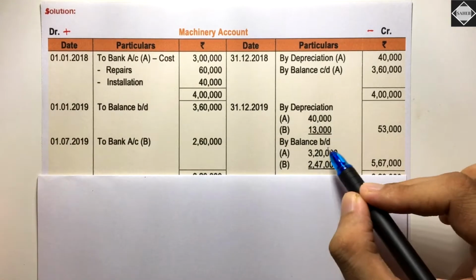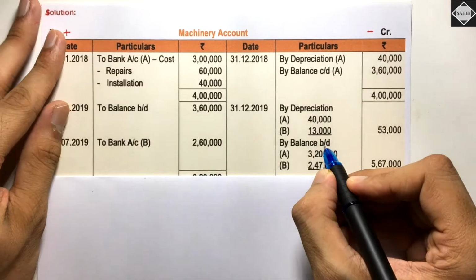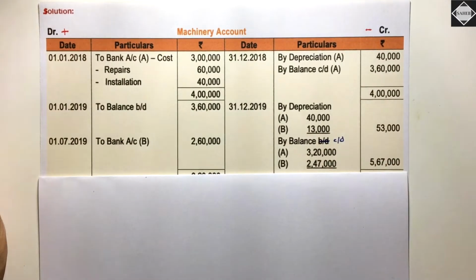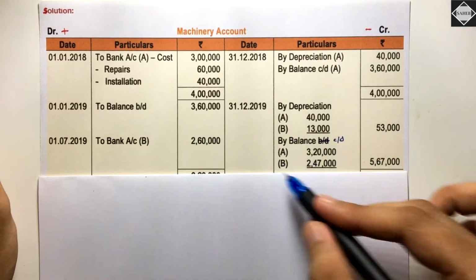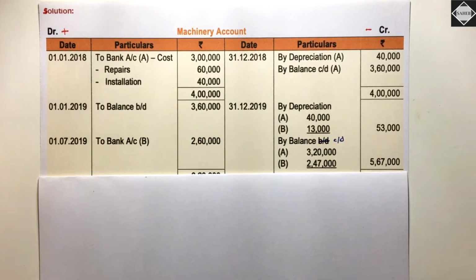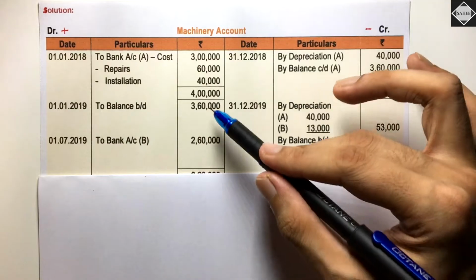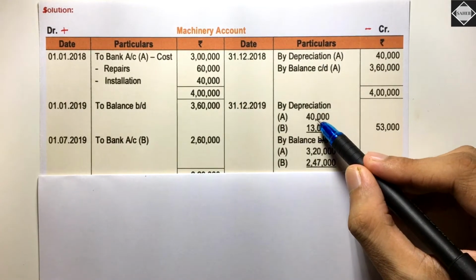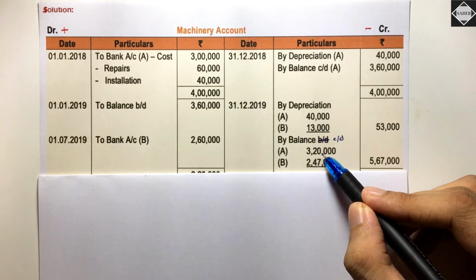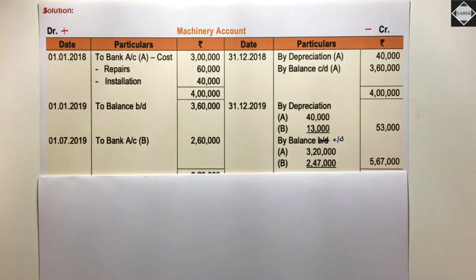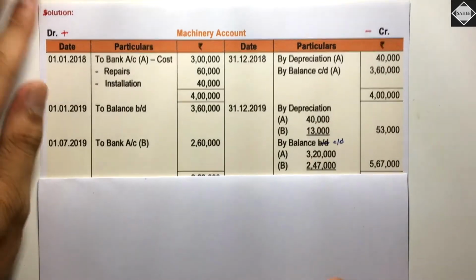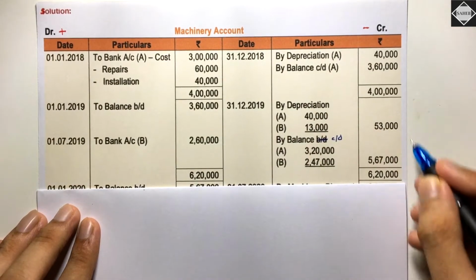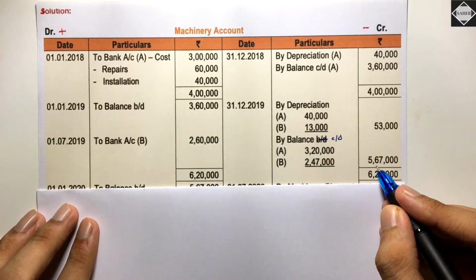Now here there is a bit of a mistake. They have taken B by D, but it's actually C by D. So how will we calculate this closing balance? It's really simple. 3,60,000 minus the depreciation of 40,000 is equal to 3,20,000. The whole figure you can easily calculate. 3,60,000 plus 2,60,000 is equal to 6,20,000, and then 6,20,000 minus 53,000 is equal to 5,67,000.